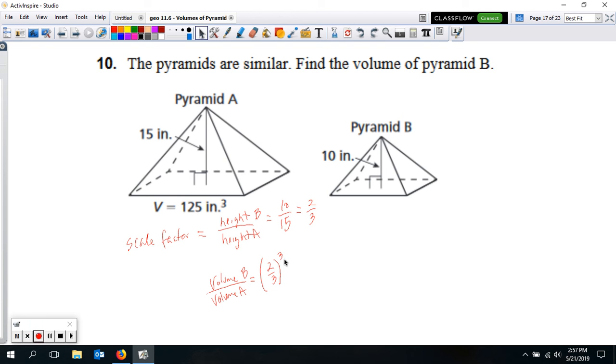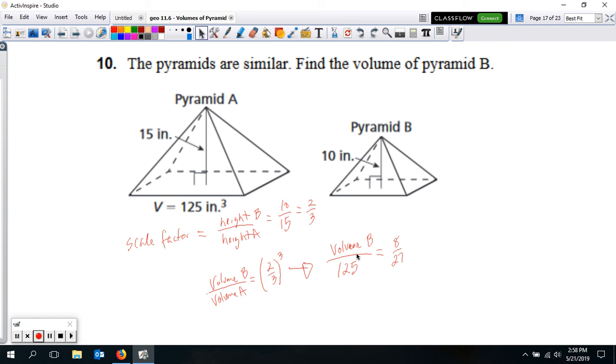Okay, so if you did it the other way, where you have a 3 over 2 scale factor, well then you're going to have the volume of A on top, volume of B on the bottom, 3 over 2 cubed. And that would still get you the right answer. And as we do this one, we fill in the volume of A that we know, 125. We're going to put the volume of B over 125, and it's going to equal 2/3 to the 3rd power. So that's going to be 8 on the top, and 3 times 3 times 3 is 27. 8/27 is the other fraction here.